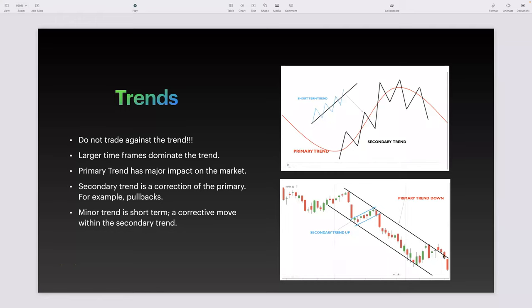And then there's also going to be the minor trend, which I usually accidentally call the mini trend. But the correct term is the minor trend. You'll be able to go in there on your charts and mark off all three of those.